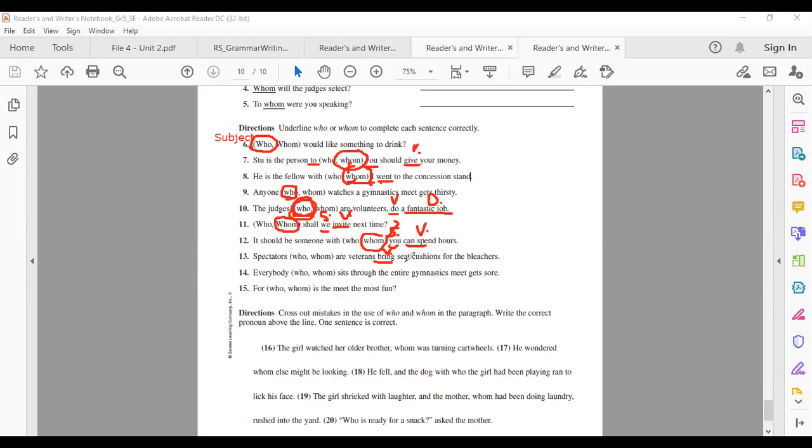What do I have after it? Bring seat cushions for the bleachers. So what do they bring? They bring seat cushions. So this is the object. Okay, I have the object and I have the verb. So what is missing, Mariana? Subject. Where is the subject? Who or whom? Who. Excellent job. Fairuz, number 14 for you.